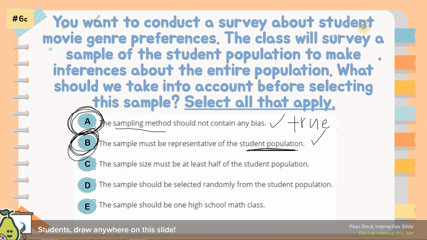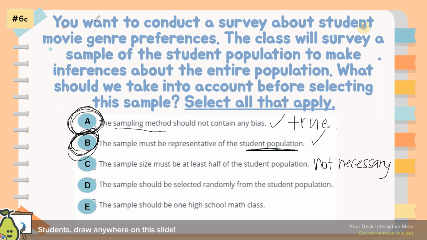C: the sample size must be at least half of the student population. That could be really tricky to do, considering that the population is very huge. So we can't always guarantee that. So it's not necessary, especially when we are doing things randomly. So I would not select that statement.